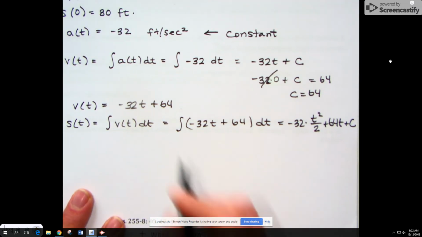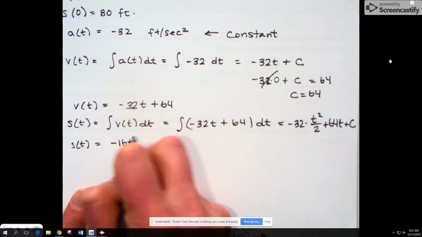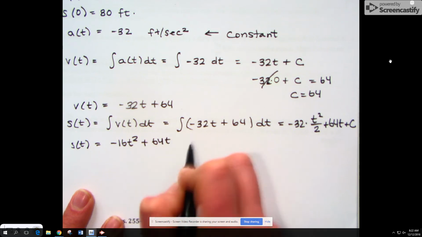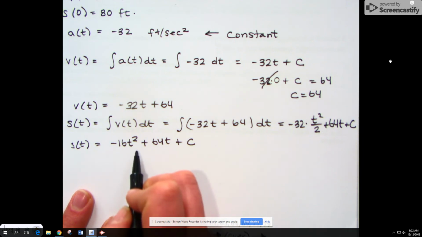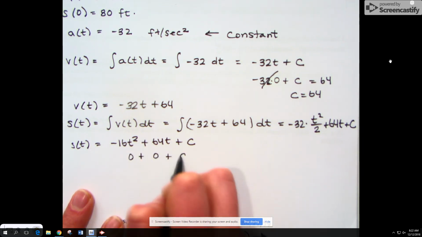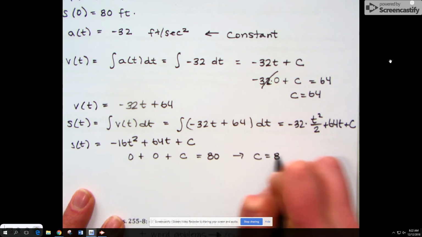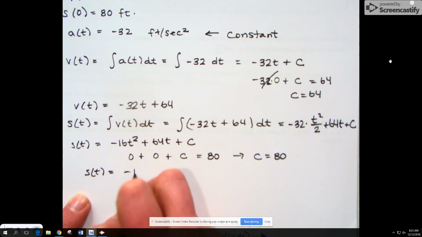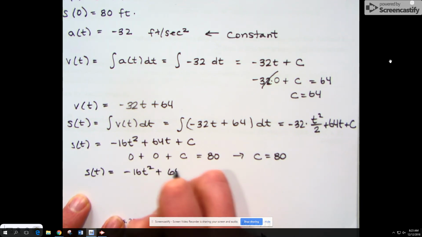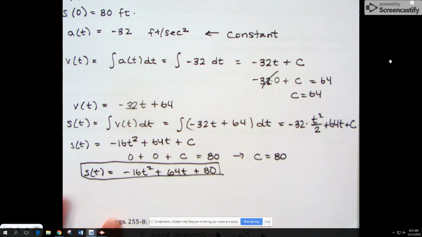Let me rewrite it a little bit neater. It's kind of fallen off the page there. My position function then is going to be negative 16t squared plus 64t plus c. And using that specific value, right, we know that when t is 0, I'm going to end up getting 0, 0, and c. And I already know that when time is 0, I'm supposed to have a position at 80 feet. Therefore, c is 80. And I can go ahead and come up with my position function, negative 16t squared plus 64t plus my 80. They had asked for the position function.